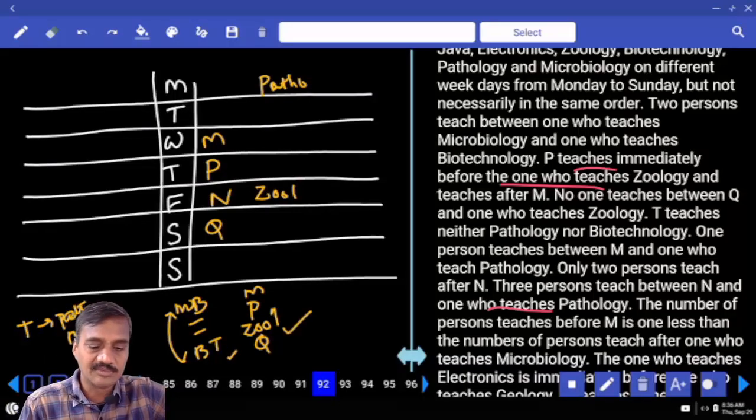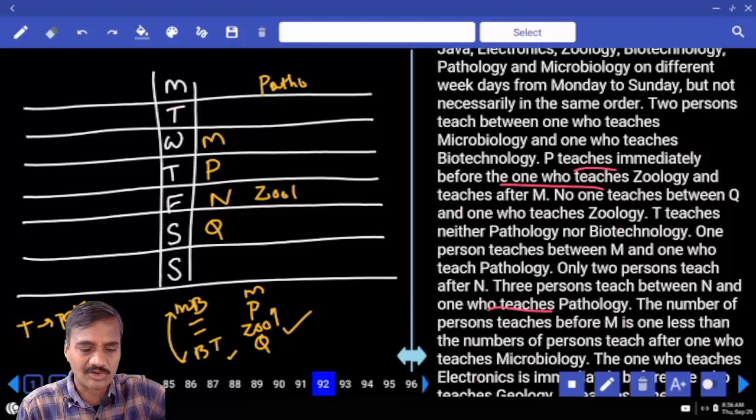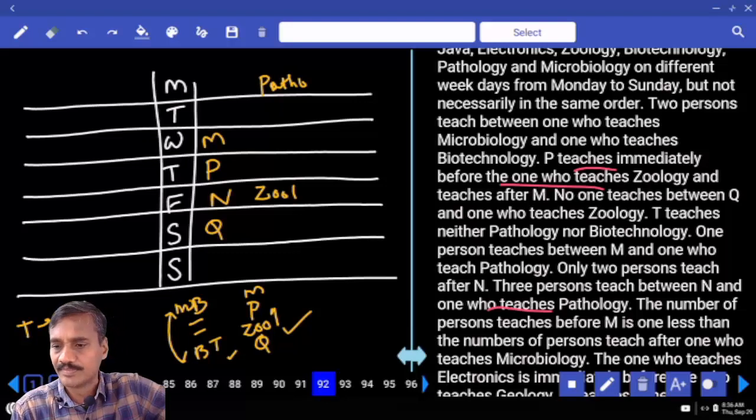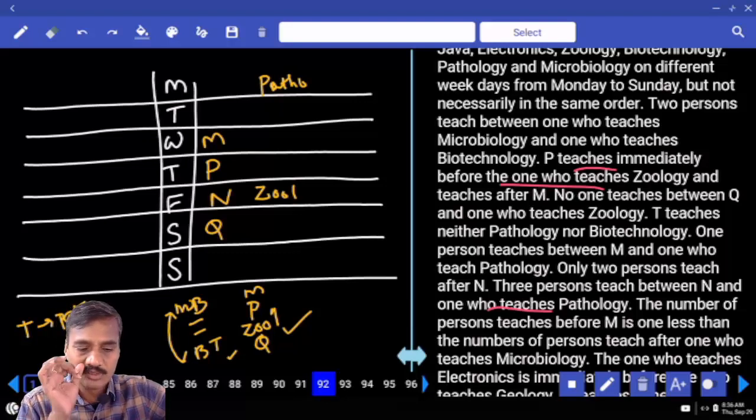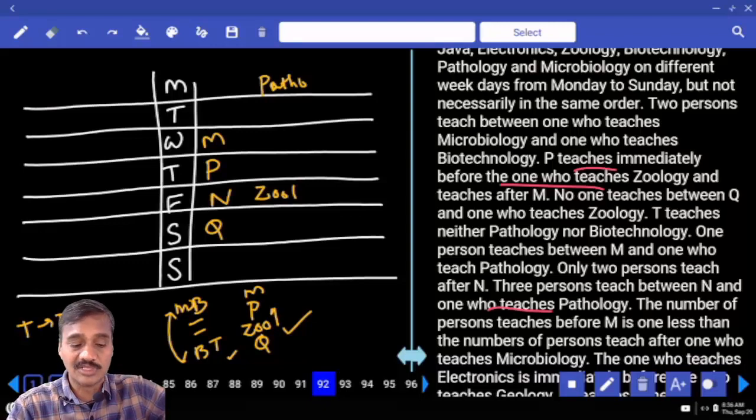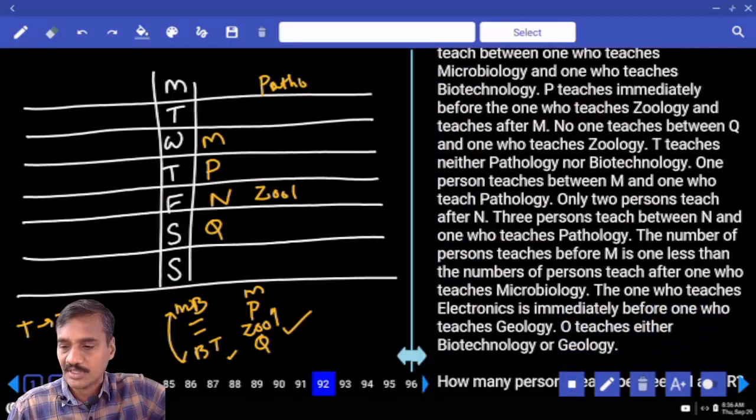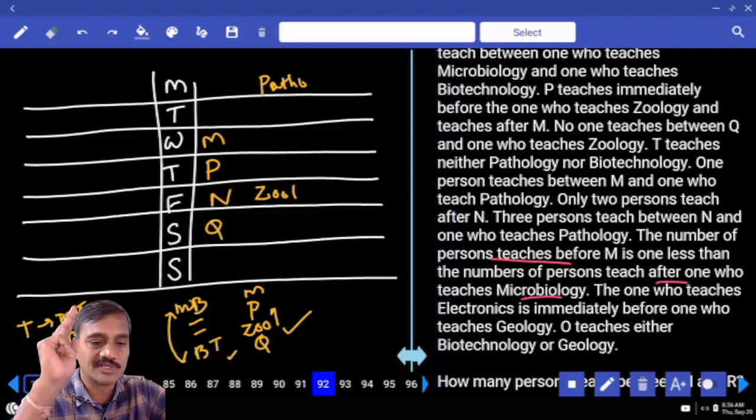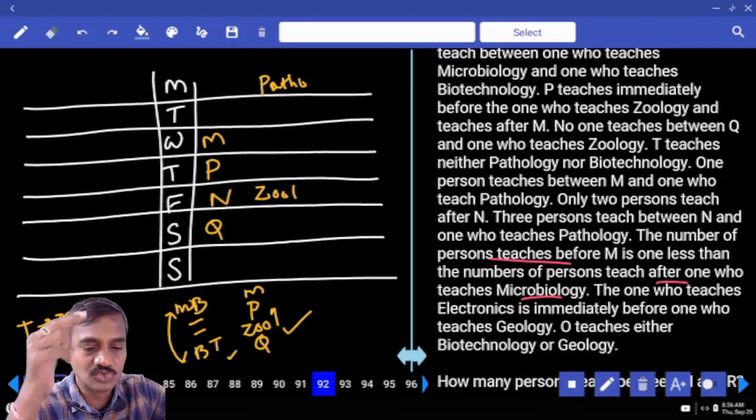And M ki B ki malli entamandi cheppandi? There must be exactly 2 persons between M and B. M and biotechnology, or microbiology and biotechnology, there must be exactly 2 people. My next information cheppandi, 3 persons between N and pathology. The number of persons who teach before M is 1 lesser than the number of persons who teach after microbiology. And before M there are 2 people. Now this 2 is 1 lesser than the number of persons after this biotechnology.